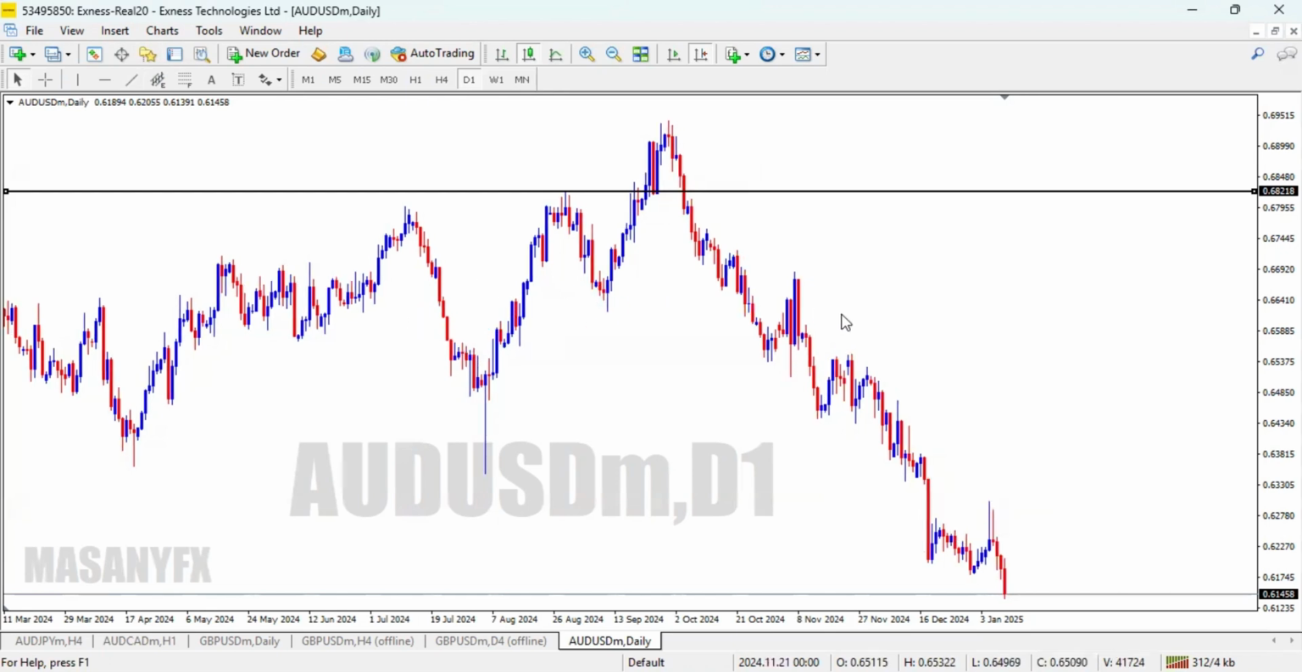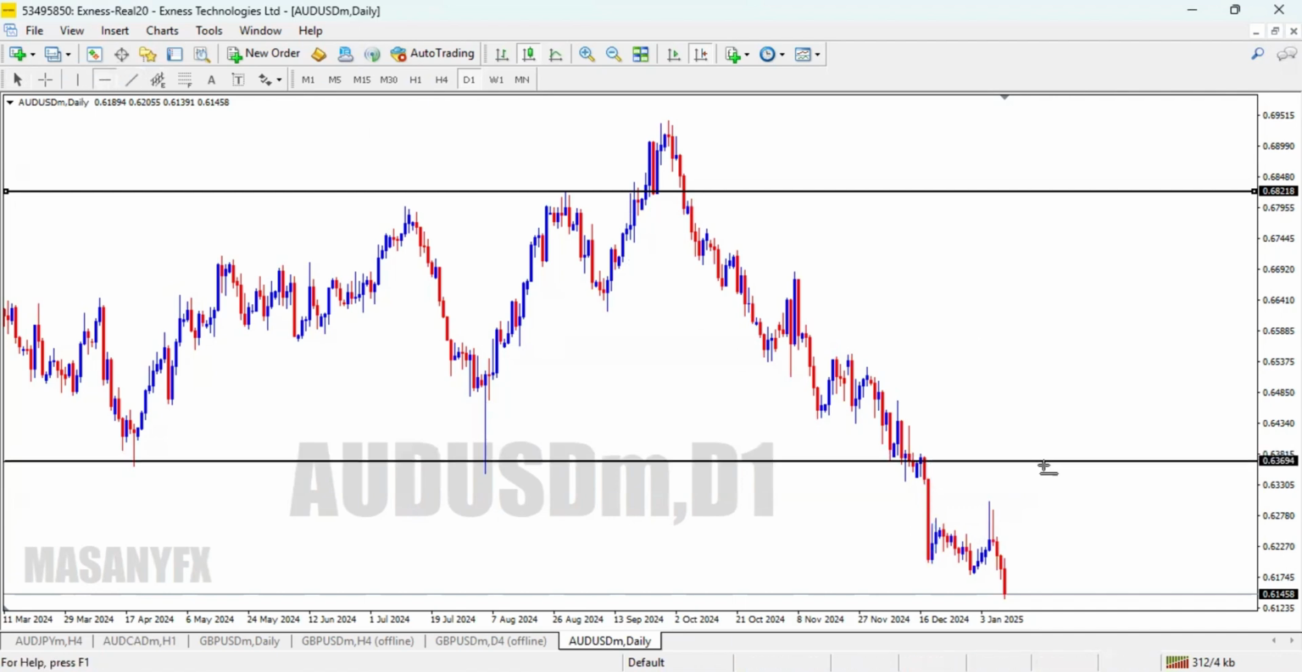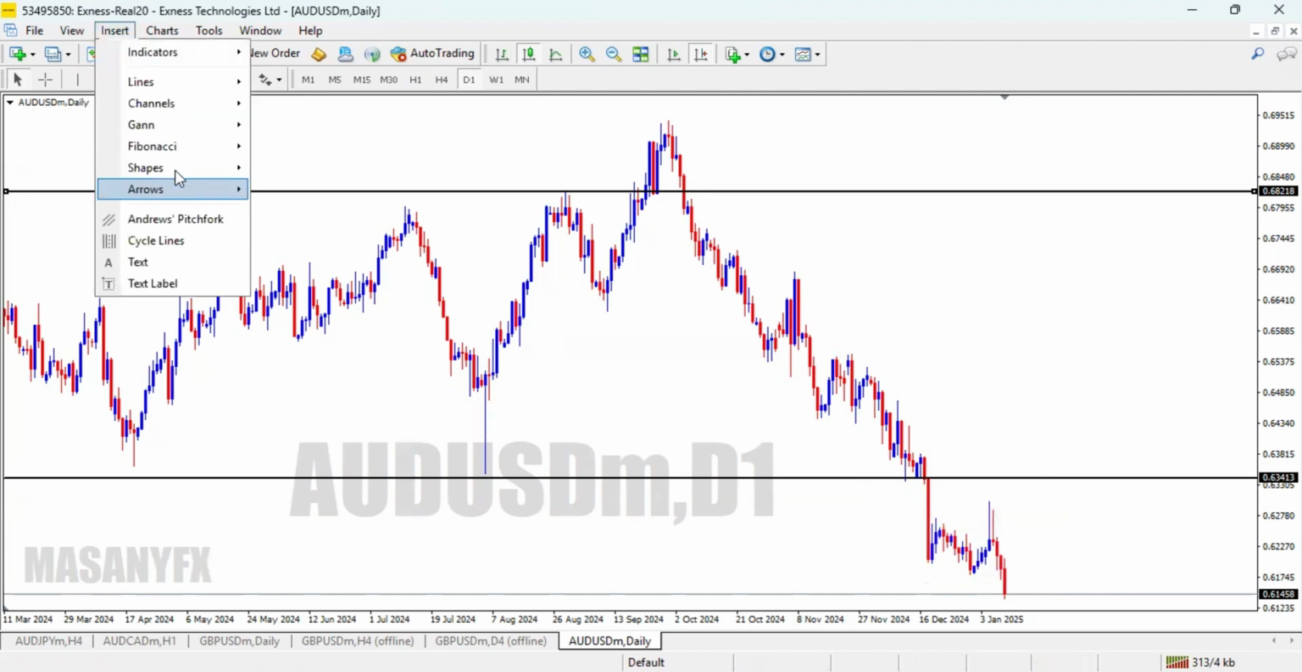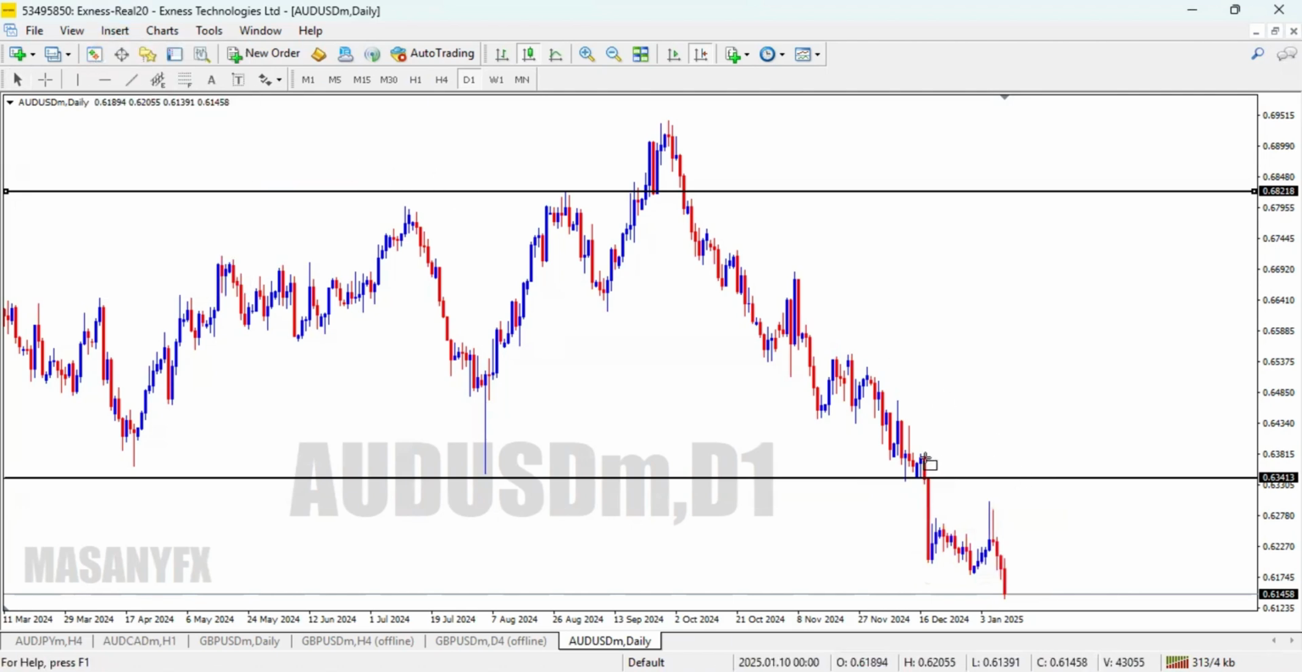The drop must be vertical, more like a vertical, not diagonal. So this drop and this drop is strong. This one is strong because it is more vertical. So let me just look at the last buying candlestick before this strong selling candlestick. That last buying candlestick will be my supply zone.